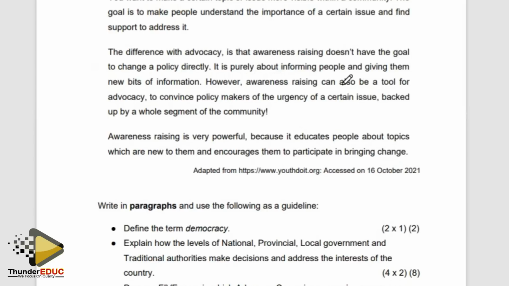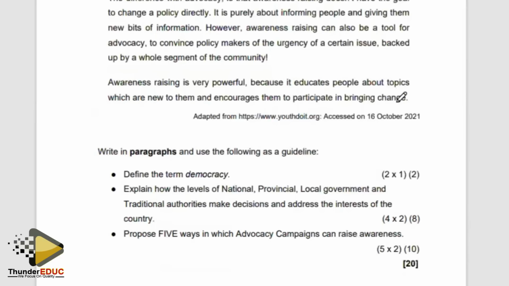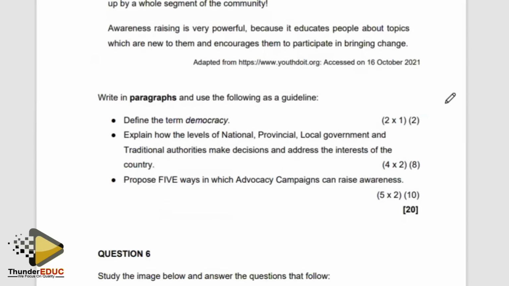However, awareness raising can also be a tool for advocacy to convince policymakers of the urgency of a certain issue, backed up by a whole segment of the community. Awareness raising is very powerful because it educates people about topics which are new to them and encourages them to participate in bringing change. So here, write in paragraphs and use the following as guidelines.